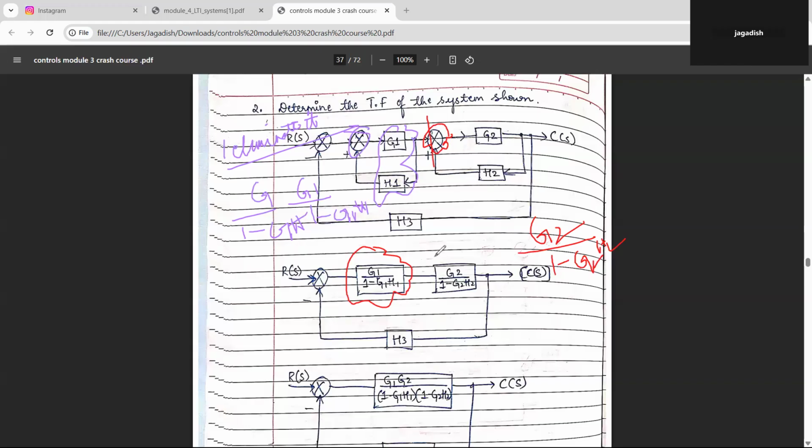Like that you have to solve. So this and this block I got. Now, are there any feedback loops here, students? In the middle of this, are there any feedback loops? Please respond, all of you. One or two I don't want.